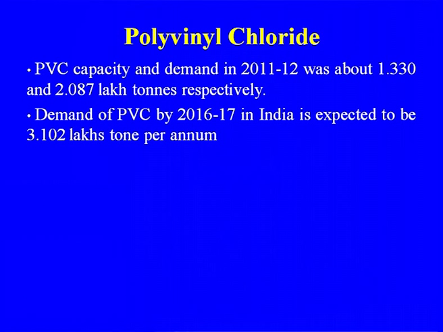PVC capacity and demand in 2011-12 was about 1.3 and 2.08 lakh tons respectively. Demand for PVC by 2016-17 in India is expected to be 3.1 lakh tons per annum. So, you can just imagine the requirement of PVC, the figure we have in 2011-12 and the figure projected for 2016-17. So, definitely we need more PVC plants.